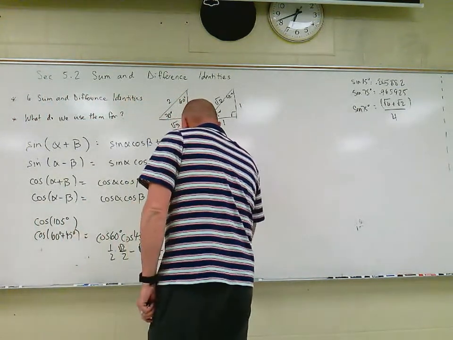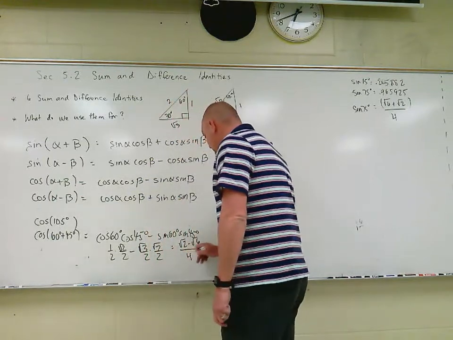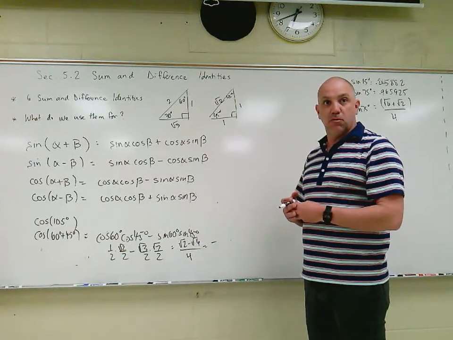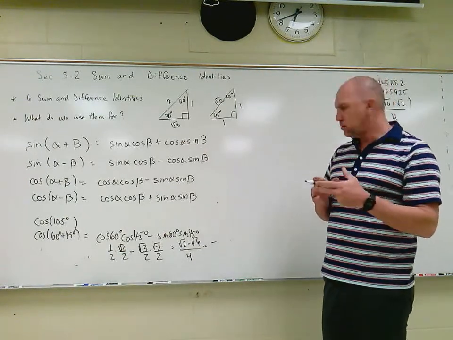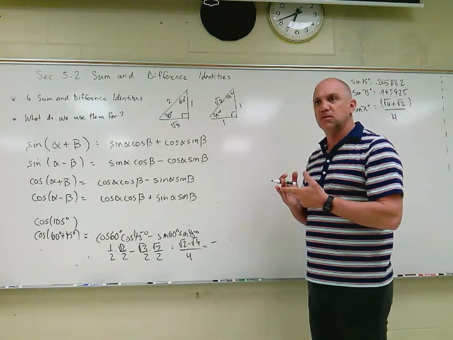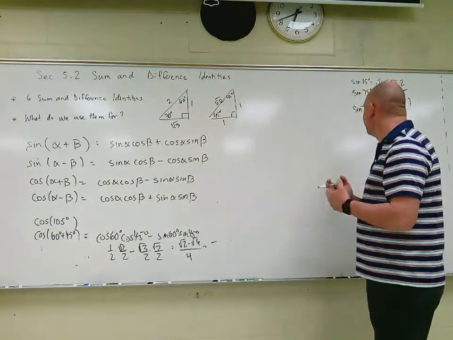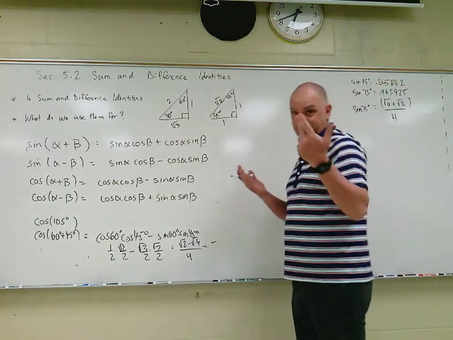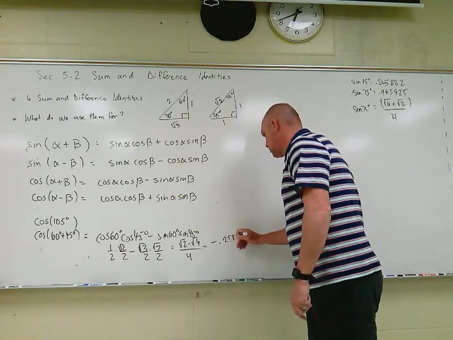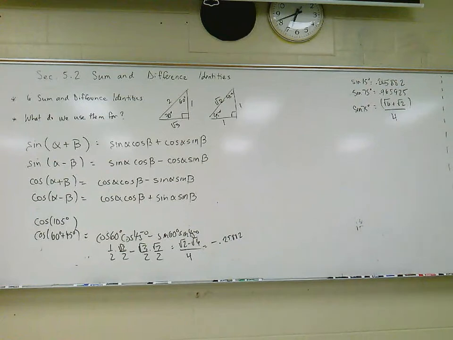You get square root of 2 minus square root of 6 over 4, and that's a negative answer because cosine is negative in the second quadrant. So it all should check out. Did anybody type in to get the decimal? What was the decimal for this? -0.2582. Should make sense. Should have a 75-degree reference angle.